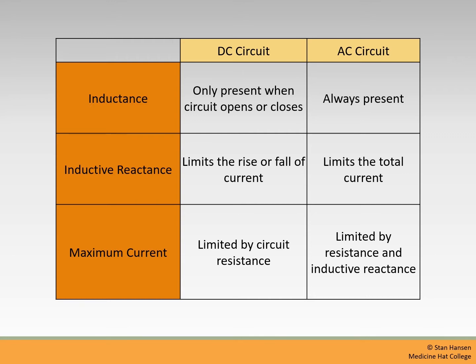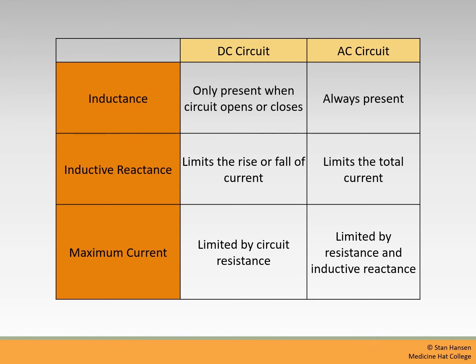That brings us to maximum current in our circuits. In a DC circuit, we found that the maximum current was only limited by the circuit resistance. If I had a pure inductor with no resistance, I'd find that there would be no limitation to my current. It would constantly rise until something burned out. However, in an AC circuit, since I always have inductive reactance and I have the resistance of the coil itself, I have to take into account both resistance and the inductive reactance, and they're both affecting the total current.